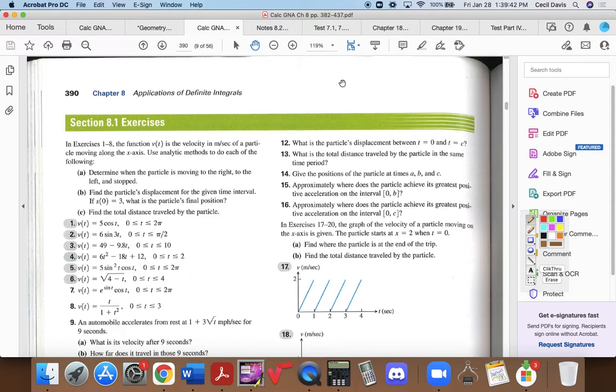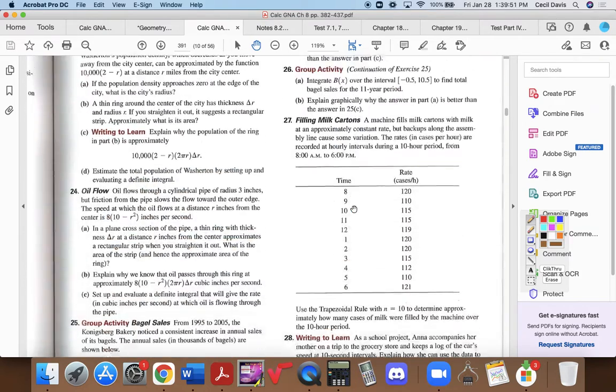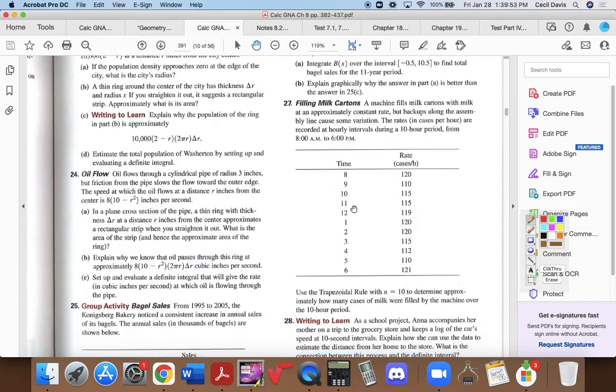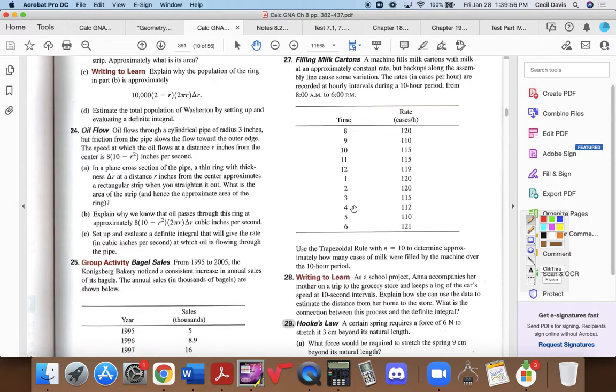Any questions about anything on the homework? 27, all right. Filling milk cartons. Am I using the trapezoidal rule on here? I'm sorry, was that a question? Yeah, it says use trapezoidal rule. Okay. I didn't get the same answer. Oh, you didn't get the same answer that they did?